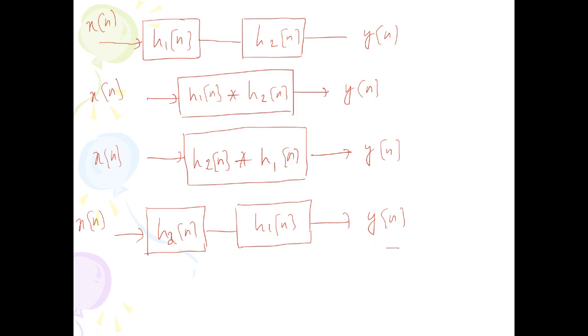So convolution exhibits the commutative property, distributive property, and associative property.